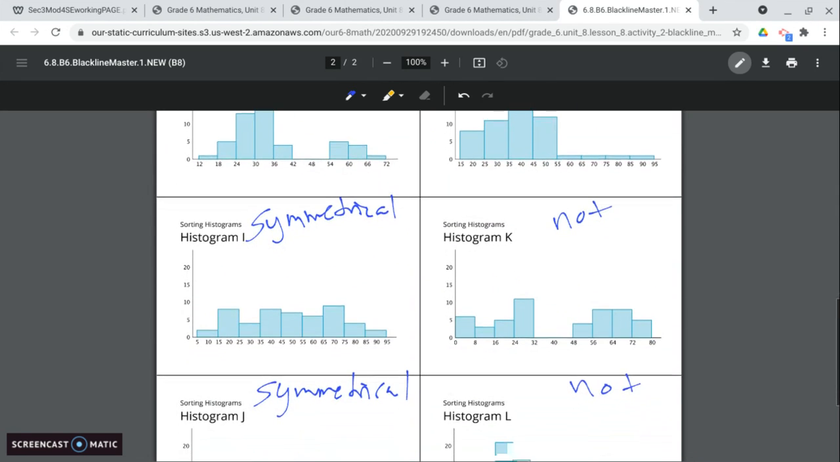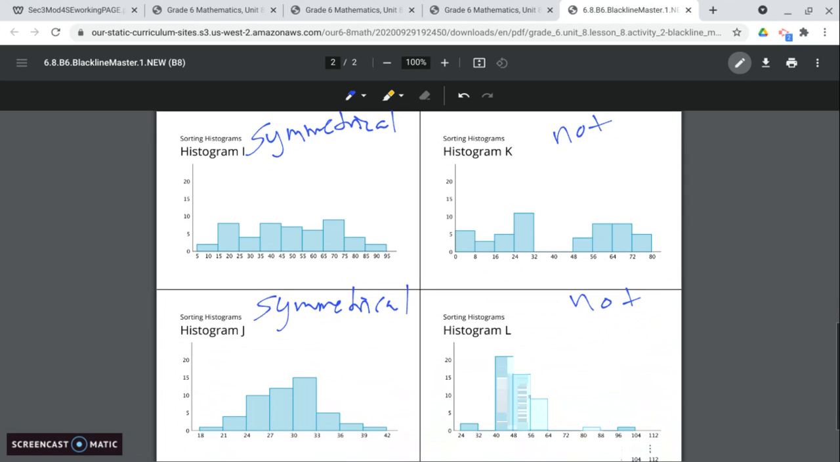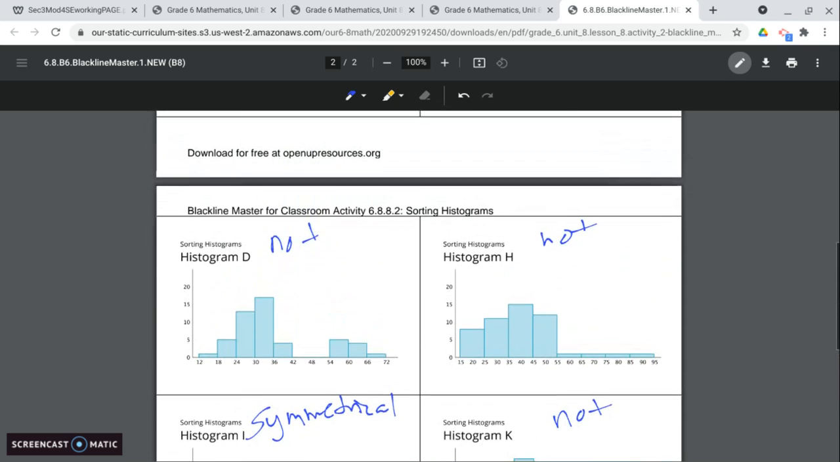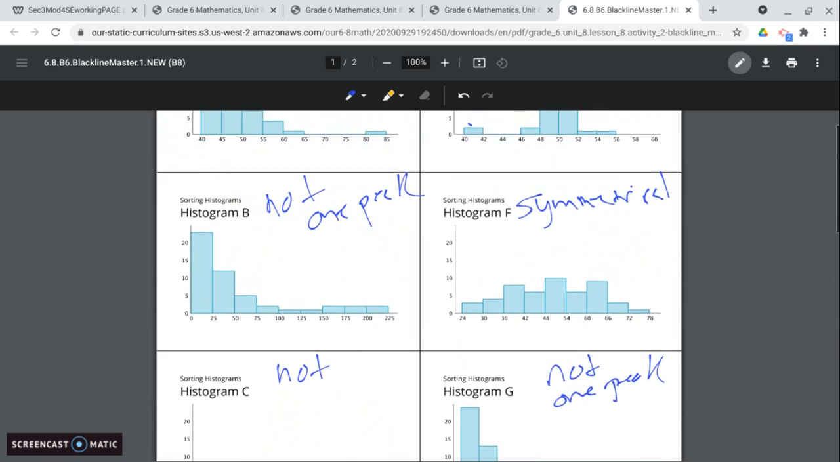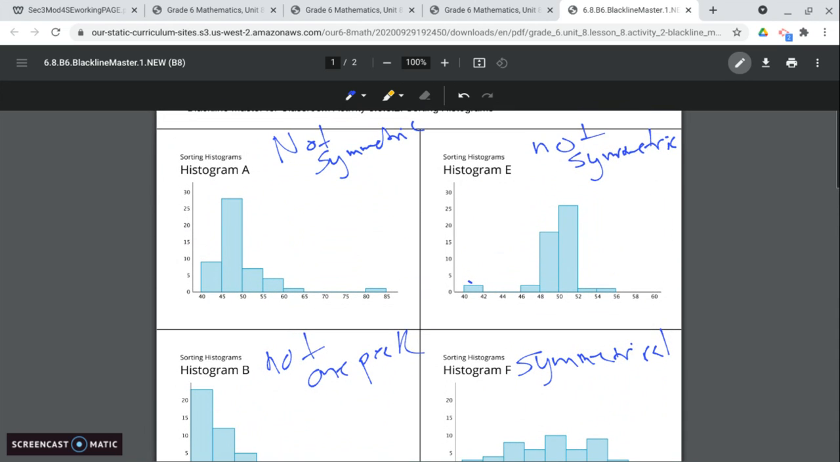Histogram L does, so one peak. We could also go for D as one peak, kind of. That one peaks a little bit, not tons, but sort of. So, one peak.